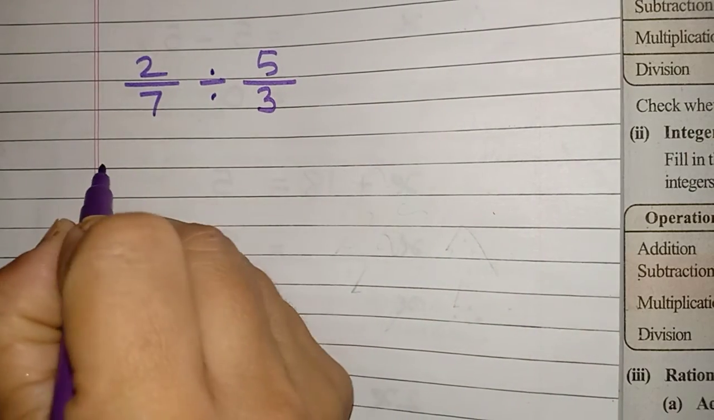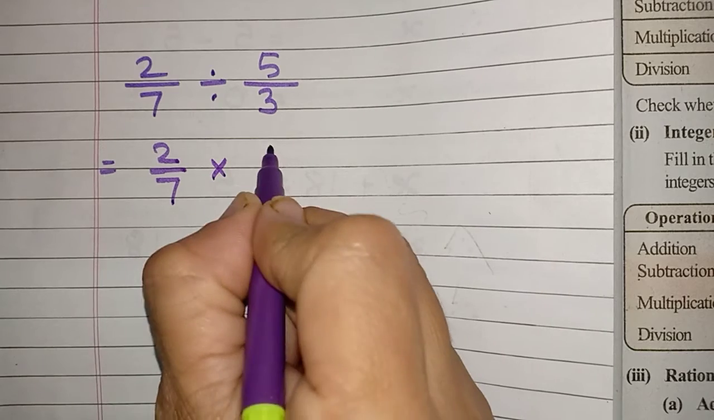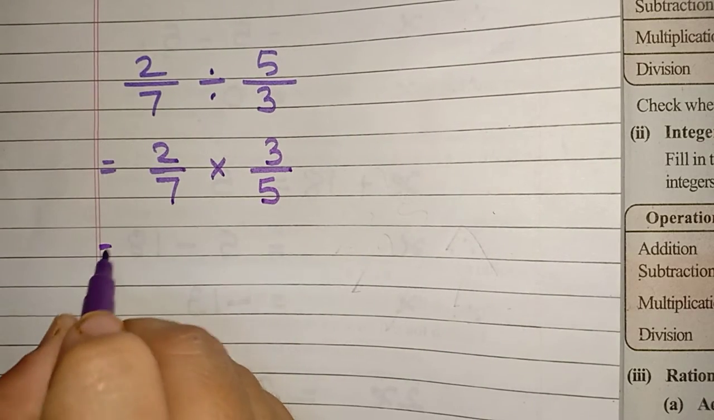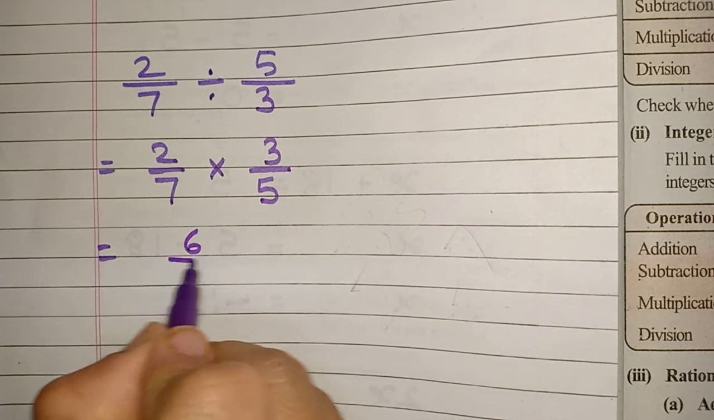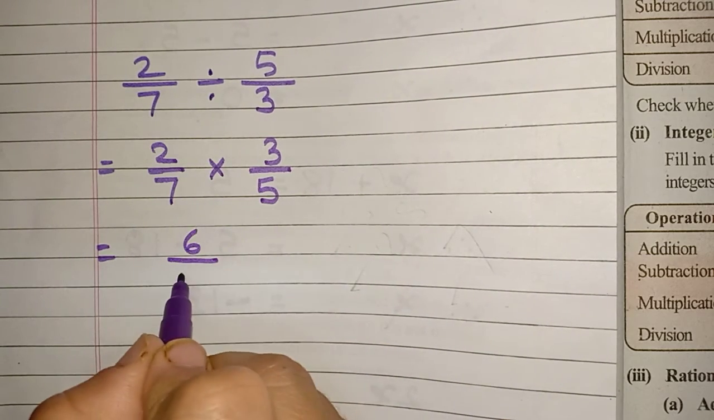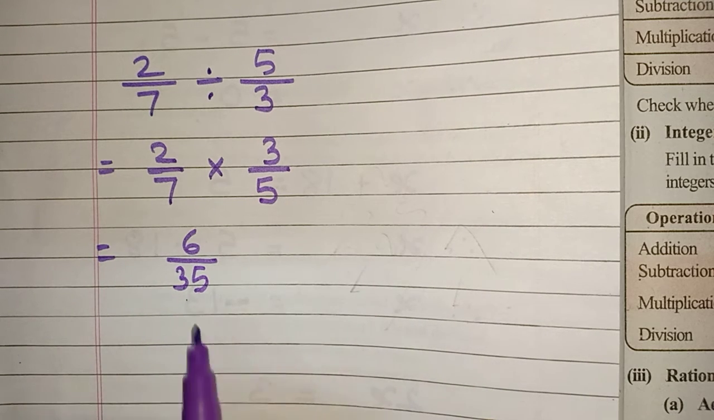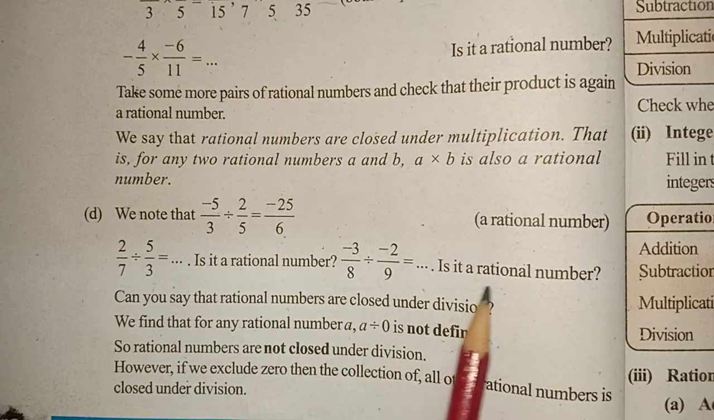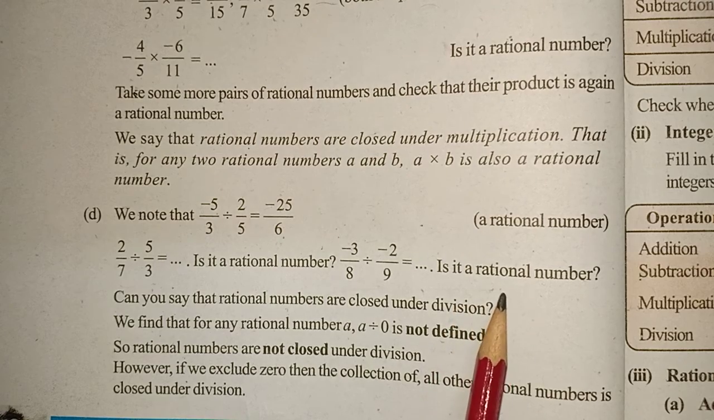Let's solve this. 2 upon 7 divided by 3 upon 5, we take the reciprocal of it. Now 2 into 3 is 6 and 7 into 5 is 35. The answer is again a rational number. Now you try for the next one and find out whether the answer is also a rational number or not.